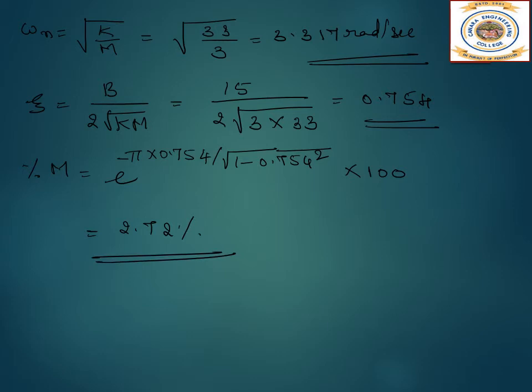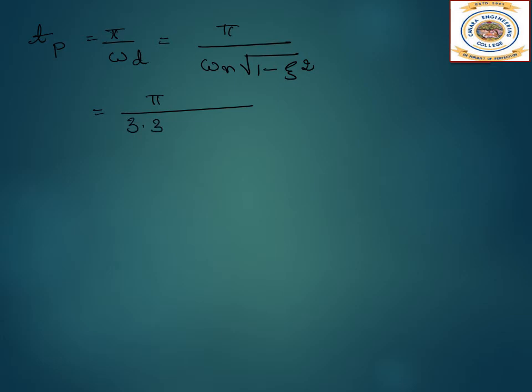Next, what is our settling time, Ts? If it is not given, then we consider it as 2% tolerance and proceed. This is 4 by zeta omega n, which is equal to 4 divided by zeta 0.754 into 3.317. This is equal to 1.59 second.